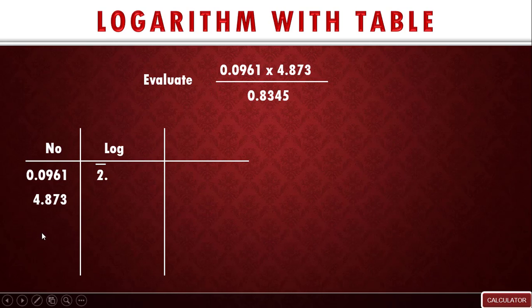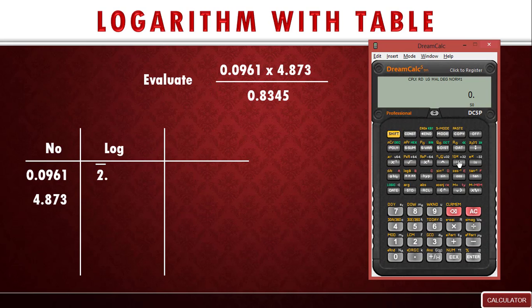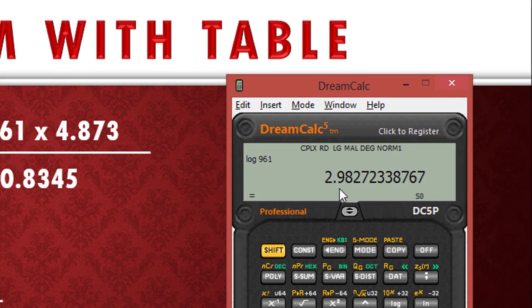Then if you're using your 4-figure table, just go under your logarithm table and check 96 under 1. But if you're using your calculator like me, we're only making use of a workaround. So check log 961 and press equals or enter. The only thing we need out of this is the mantissa, that means the 4 digits that appear after the decimal. So we don't need this characteristic right here. We only need 9827.